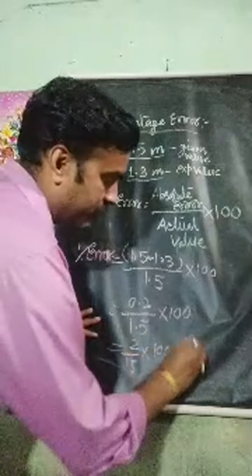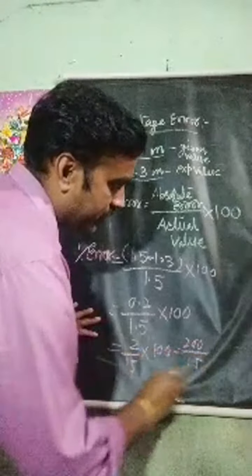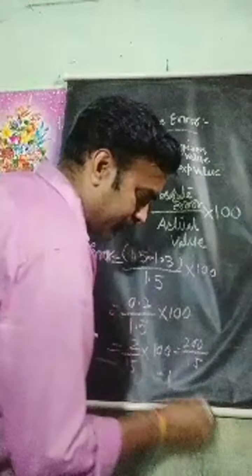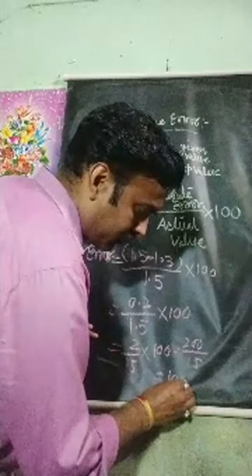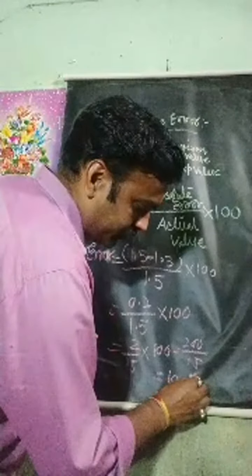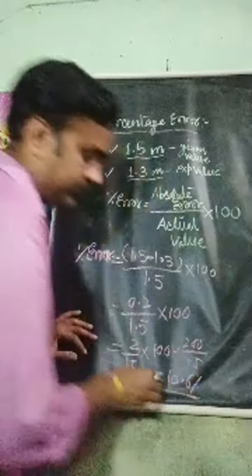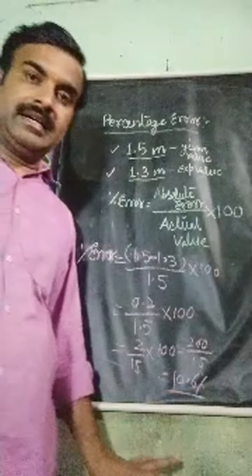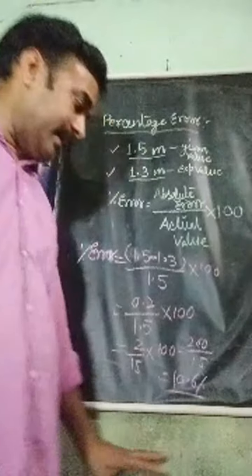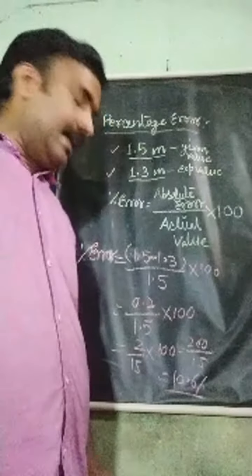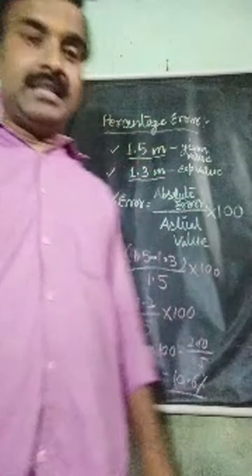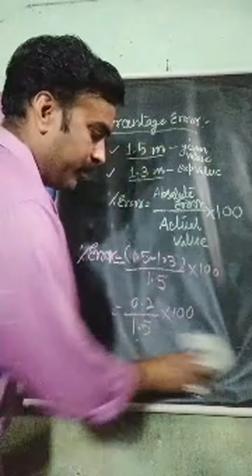Now 200 by 15, which comes to about 13.3. Okay, this much is the error. 10.6% is the error in that one. That means if we want to calculate the error, easily we can calculate it by using this formula.